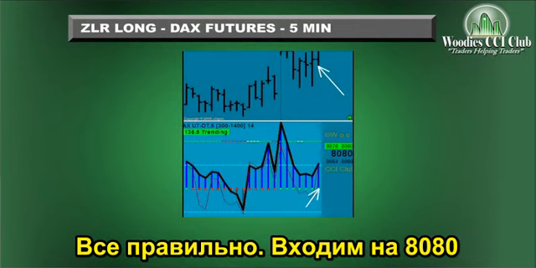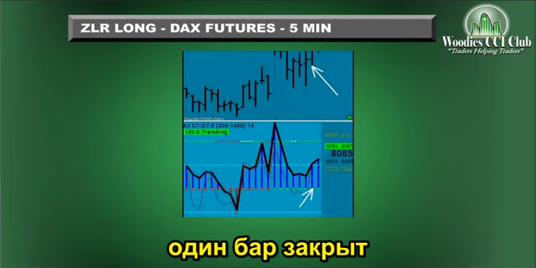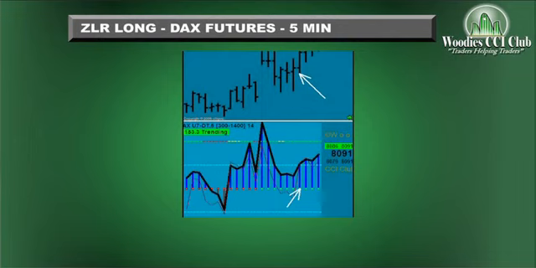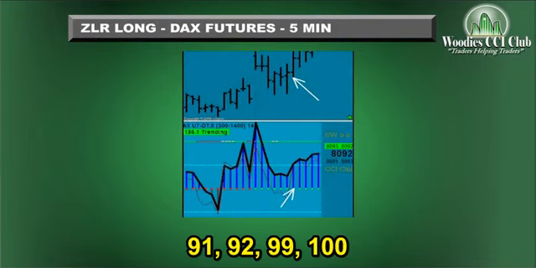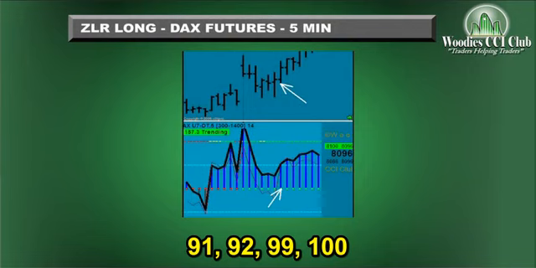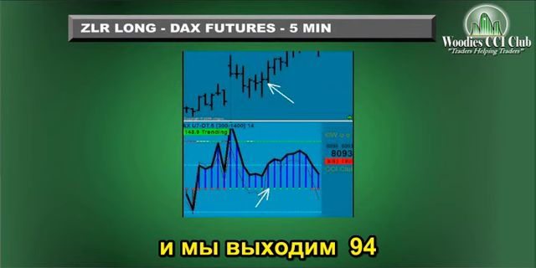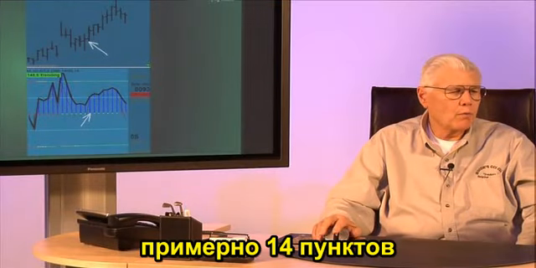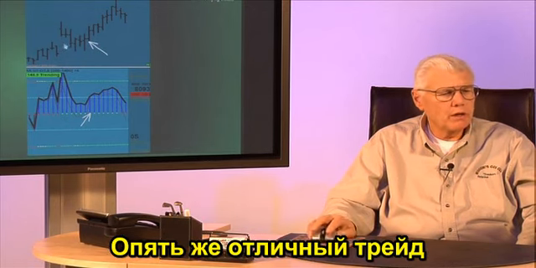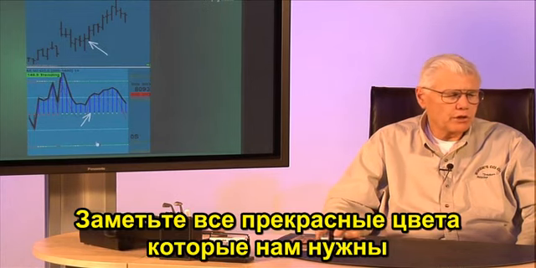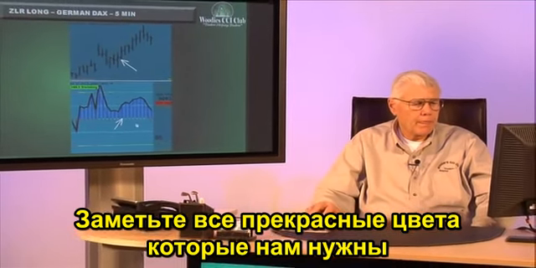All right. Our entry was 80.80 on bar close. We're up to 91, 92, 99, 100, and we get out at 94 approximately for a nice 14 point, or approximately $400 trade. So again, a nice trade, nice zero line reject. Notice all the nice colors that we need.